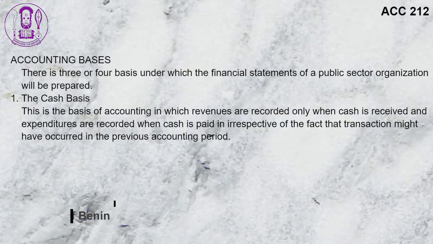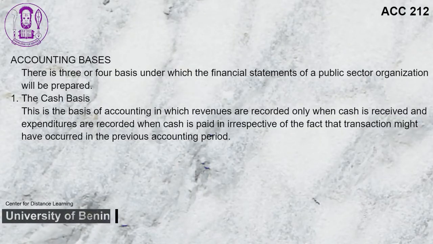Accounting bases. There are 3 or 4 bases under which the financial statements of a public sector organization will be prepared. 1. The cash basis. This is the basis of accounting in which revenues are recorded only when cash is received and expenditures are recorded when cash is paid, irrespective of the fact that the transaction might have occurred in the previous accounting period.